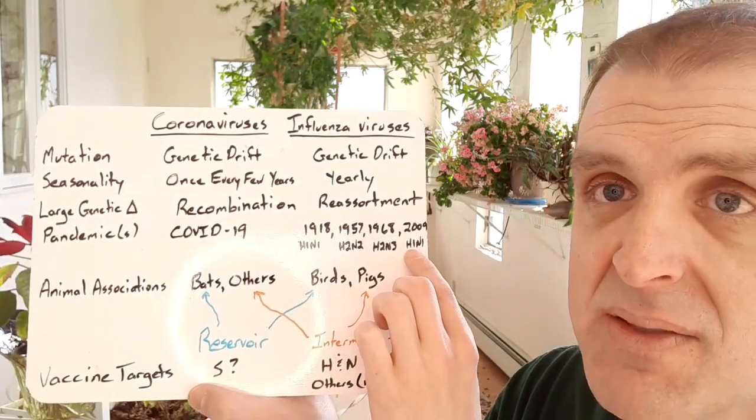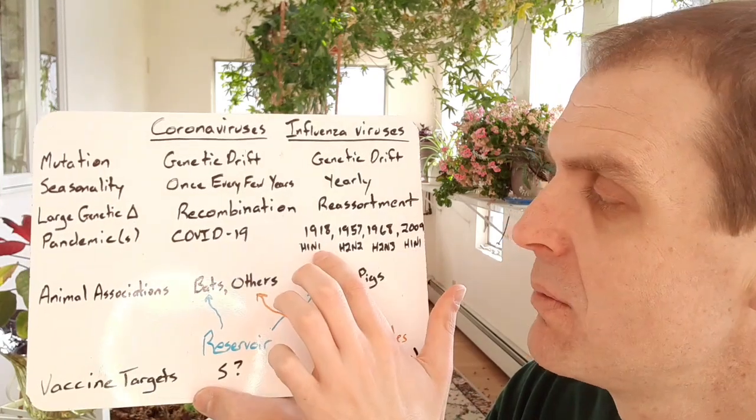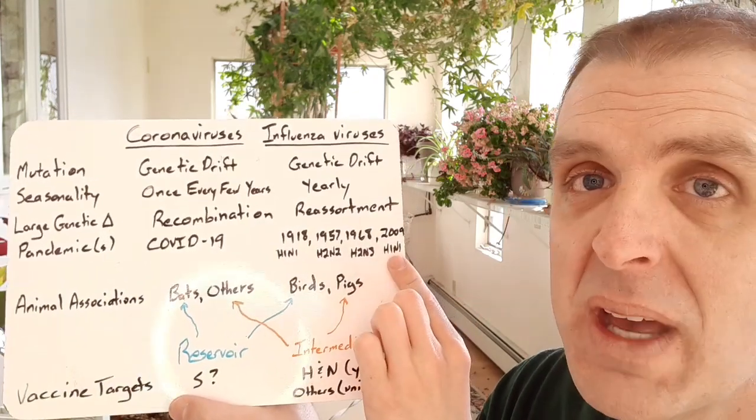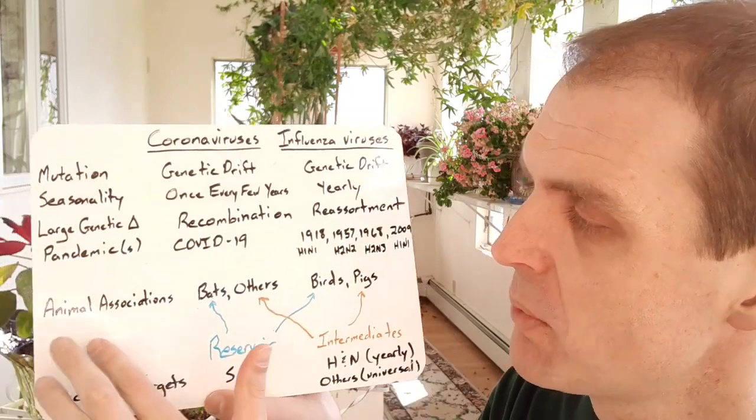And you can imagine there's very few people left on Earth in 2009 that had immunity to the 1918 flu. So we had a new population that was ready to be infected again. So that's an interesting point there.